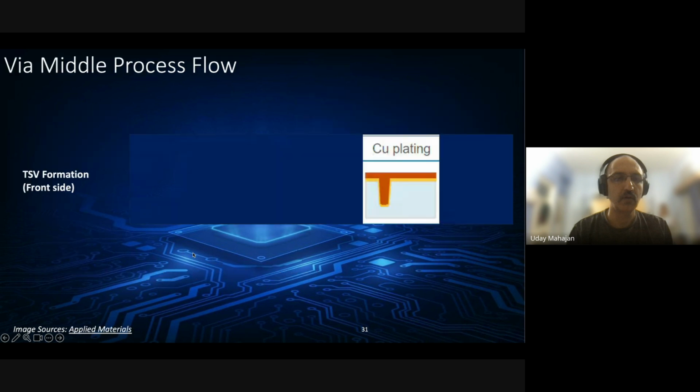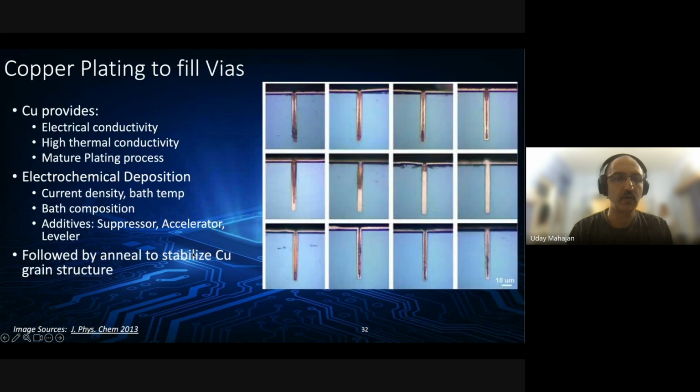Copper plating, right? So now this is where we fill the TSVs and actually completely form them. So copper, of course, gives you the electrical conductivity that you need, gives you high thermal conductivity, and has a very mature plating process, which is why it was selected as the material of choice.